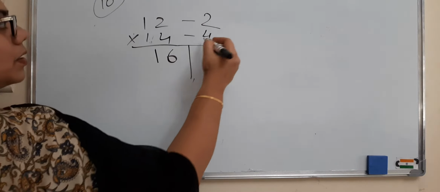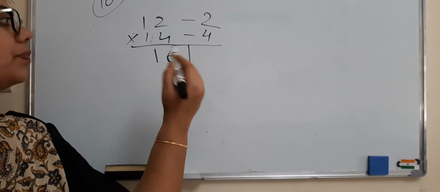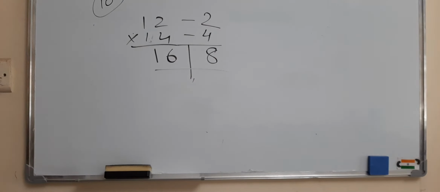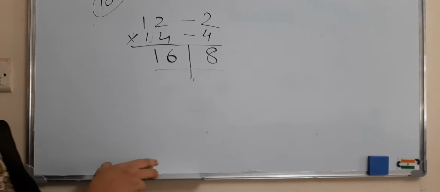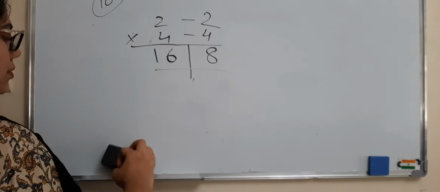Now the second part will be the multiplication of these two differences. What is 4 into 2? 8. So our answer is 168. That's it. That much simply you can do. So let's see another question now.